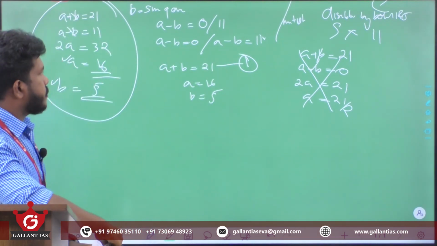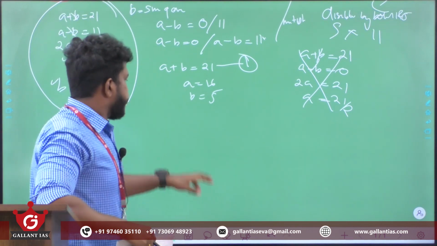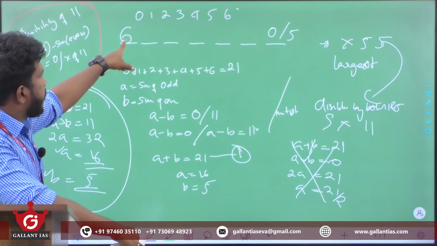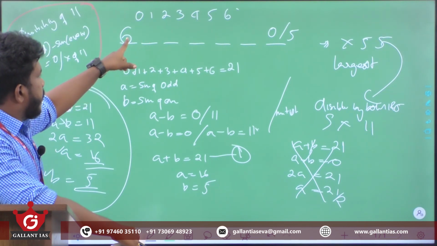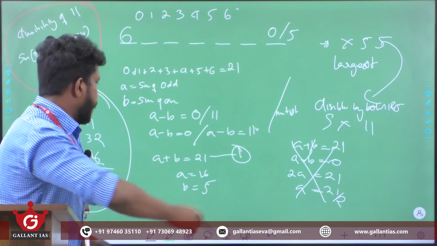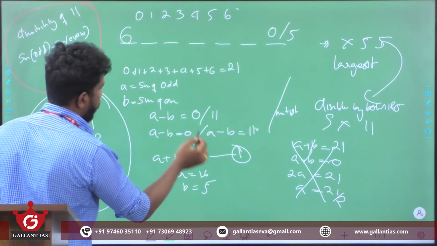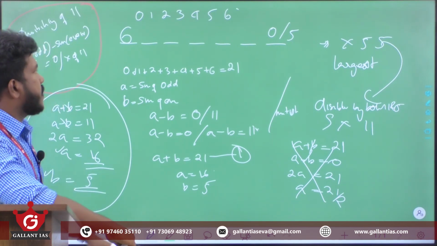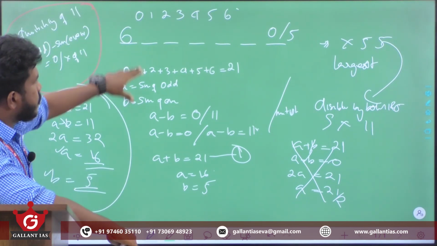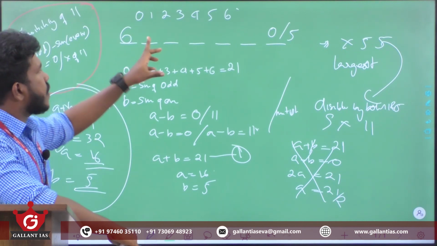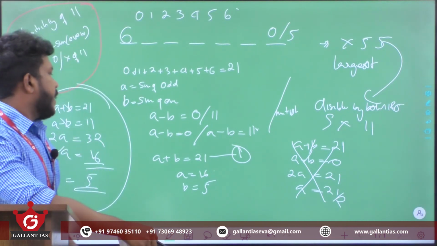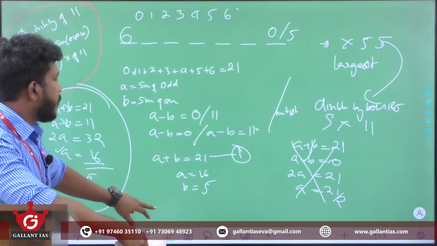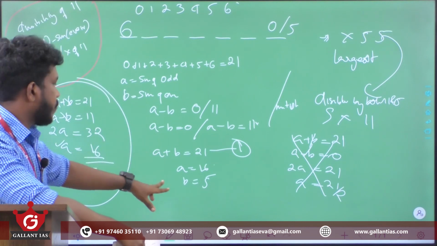So what is our next step? Look here, a value is the sum of the digits in the odd places, and b value is the sum of the digits in the even places. So now you need to select the numbers from 0, 2, 3, 4, 5, 6 in such a way that a, the sum of the digits in the odd places, is equal to 16, and b, in the even places, should be 5.